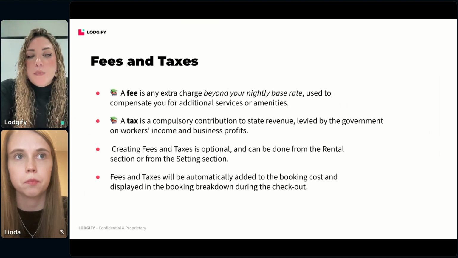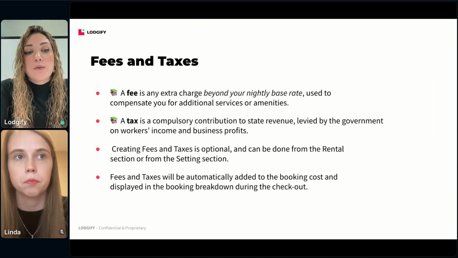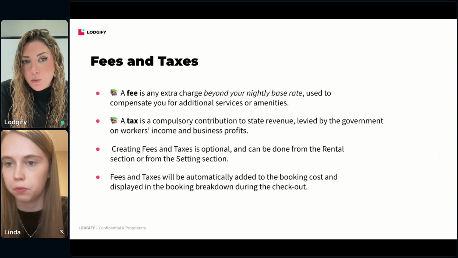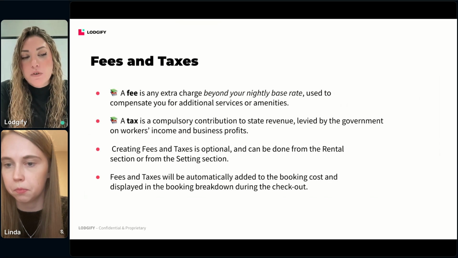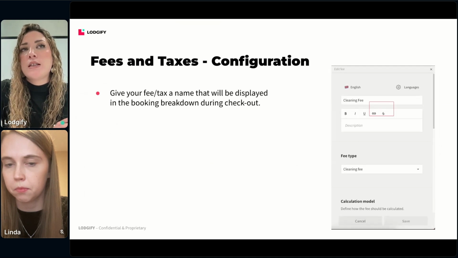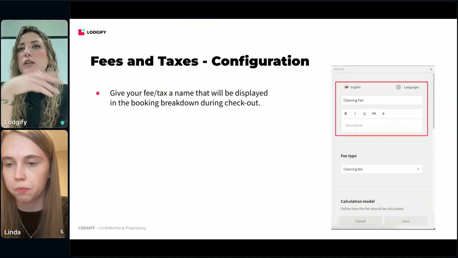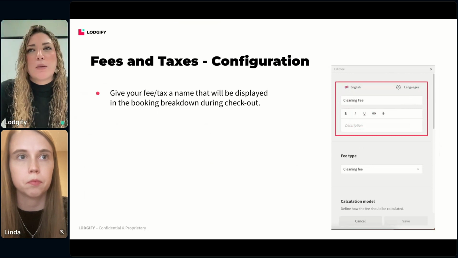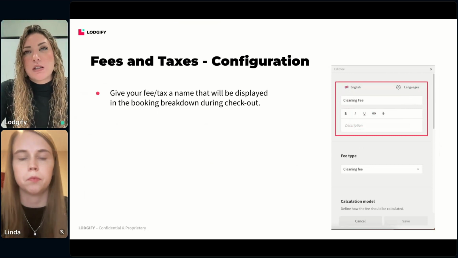Fees and taxes, if you create them, will be automatically added to the booking price. So if you create a fee, that fee will be added to the booking price and the guest will be charged for it. Same for taxes. Let's take now a closer look at how to configure the fees and the taxes. Of course, first of all, give it a name. You can also add a description, but I think the description is not going to be visible anywhere on the website, so it's just internal.